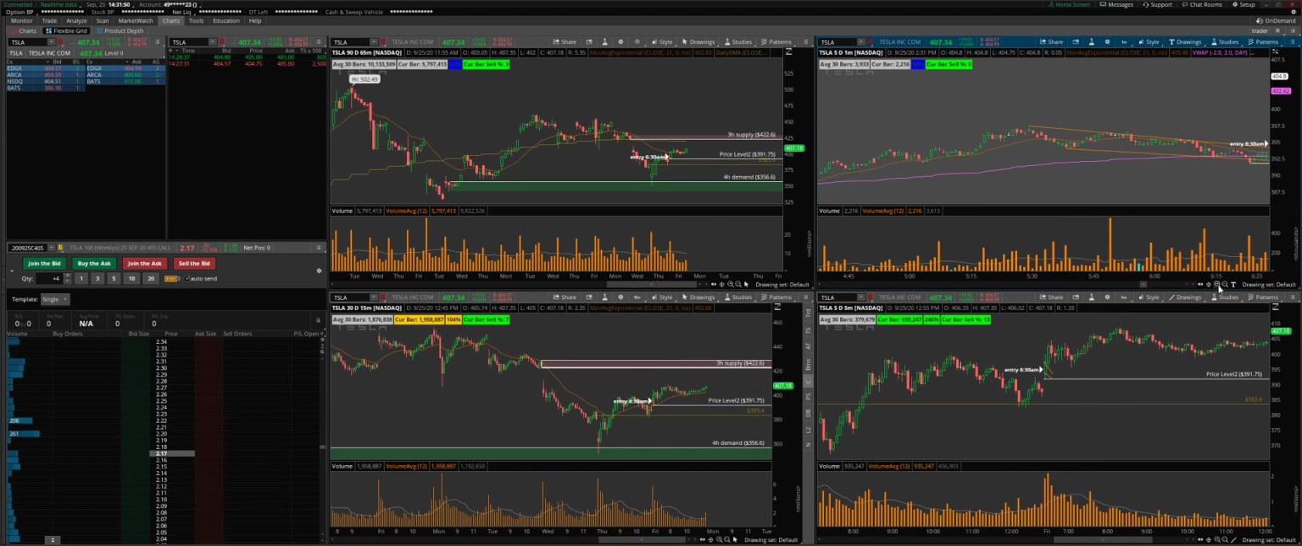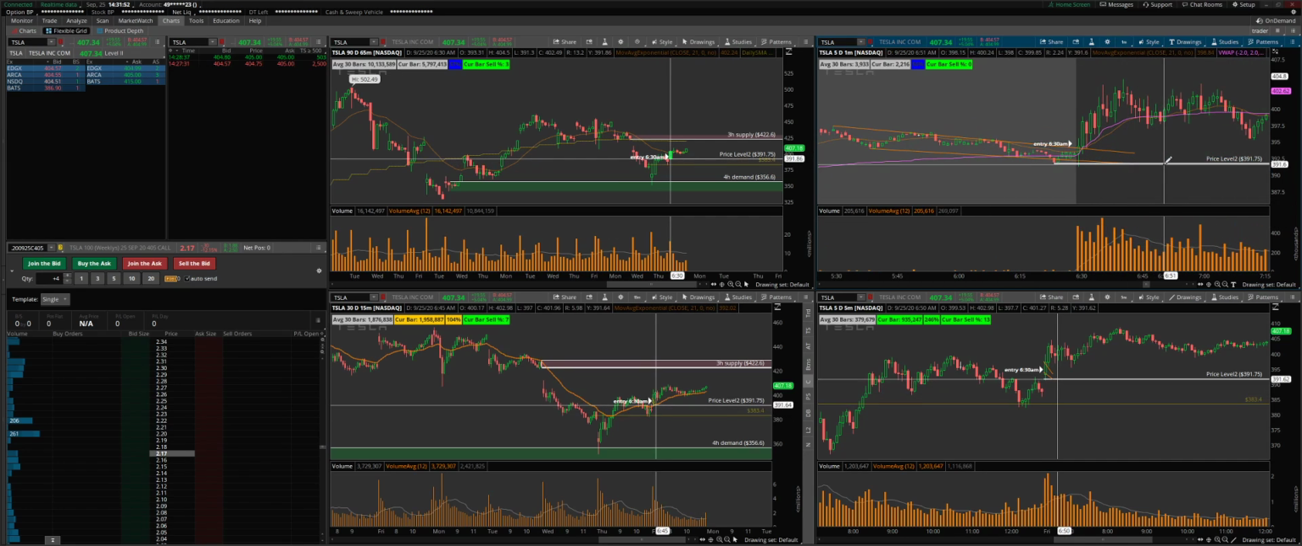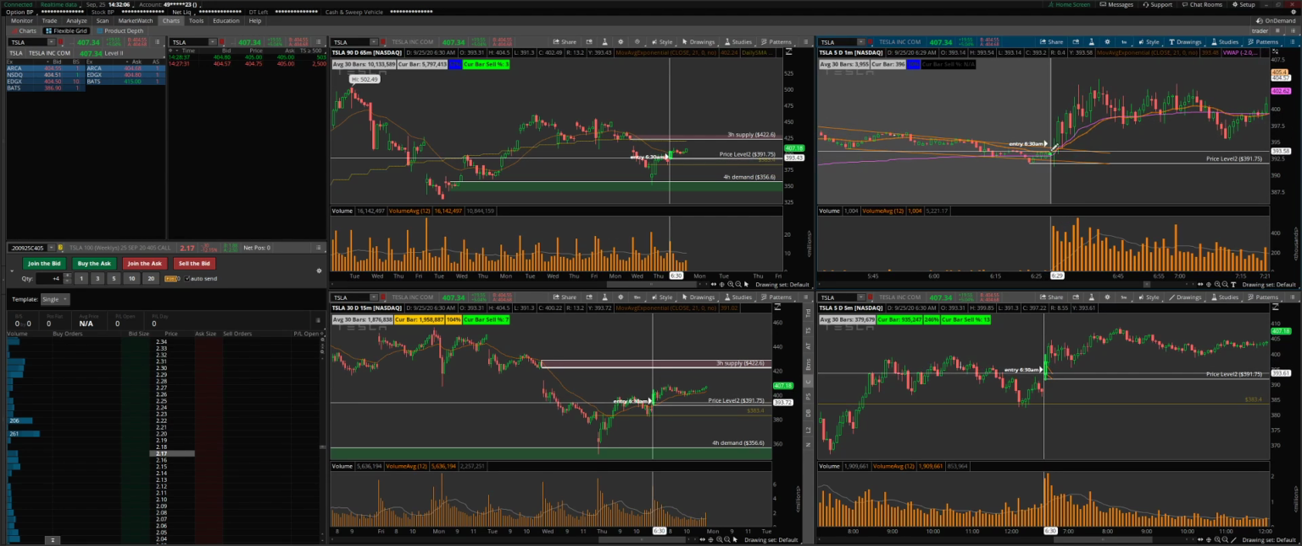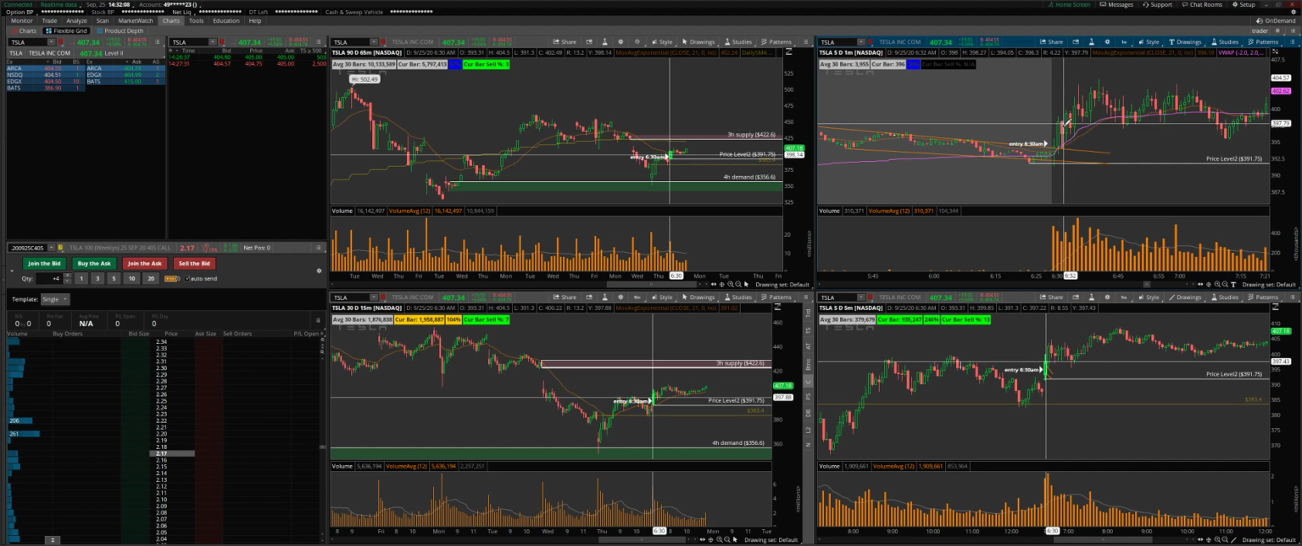So then price rallied. I was up a good amount here, but now you can see this huge red candle. This is a 1 minute time frame. As price was forming, this was a huge red candle at one point.